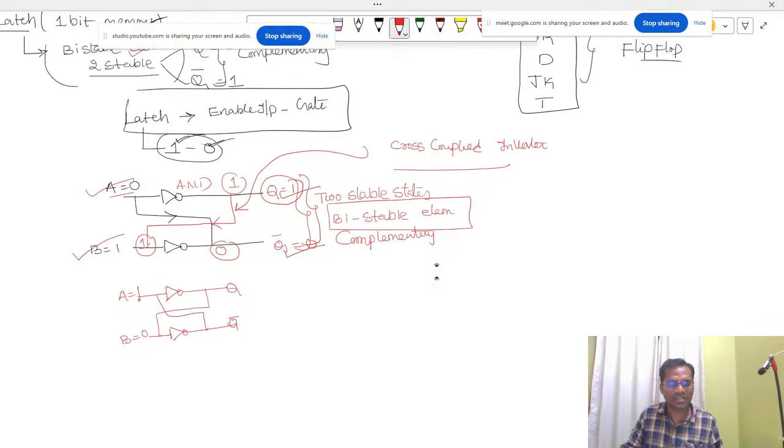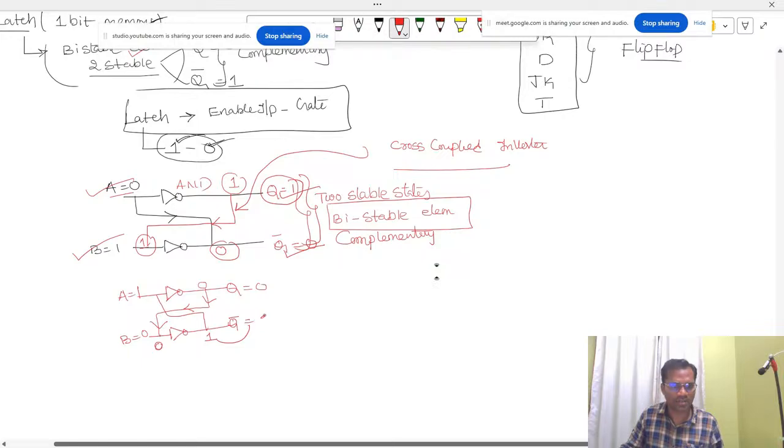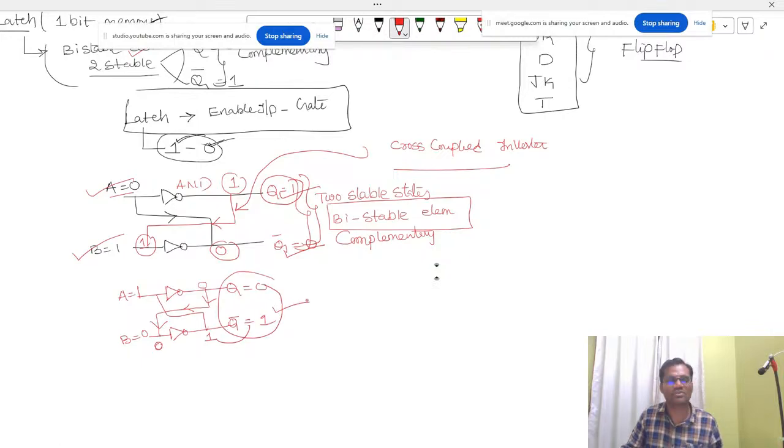Can you say the output now? Here what is the input applied? 1. What is the inverter of 1? 0. What is the value of Q now? 0. And we had taken this 0 and applied it to this input. What is the input now available? 0. So 0 is given. What is the output now? 1. So how many stable states are there? Two stable states are there.